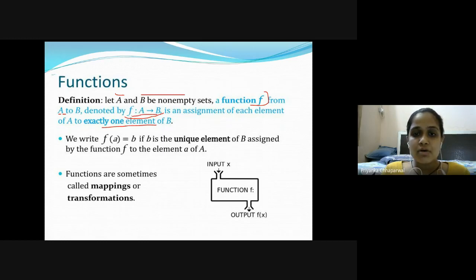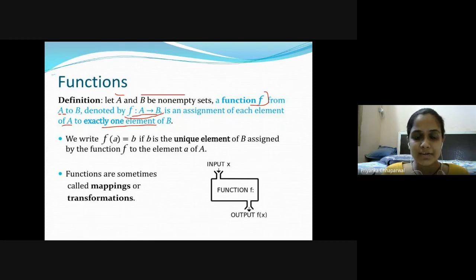So it assigns each element of A. What are the elements of A? Each element of A is assigned exactly one element of B, meaning whatever element is there in set A, each element has one single image in B. So it is the function.